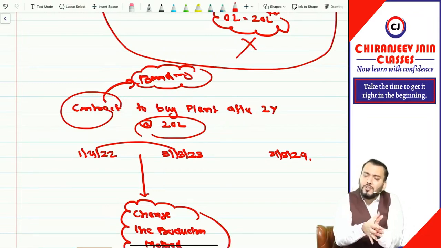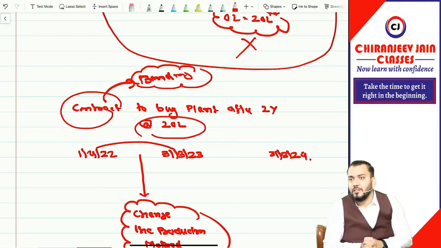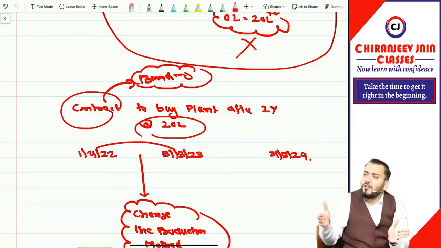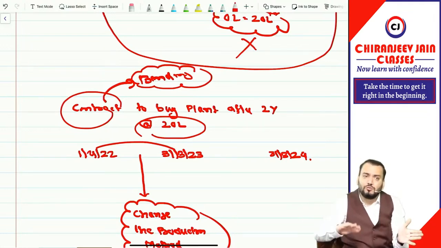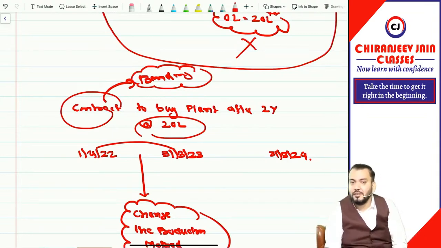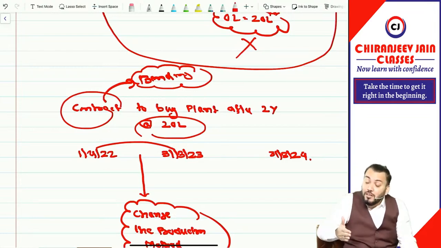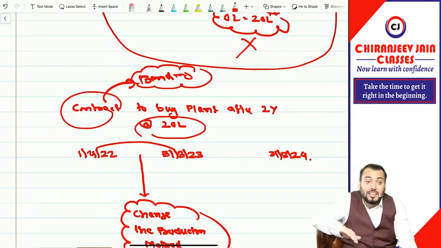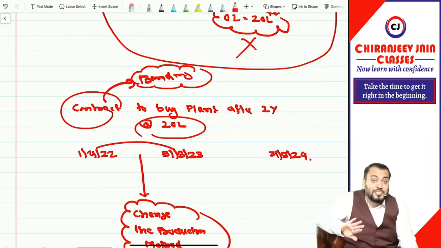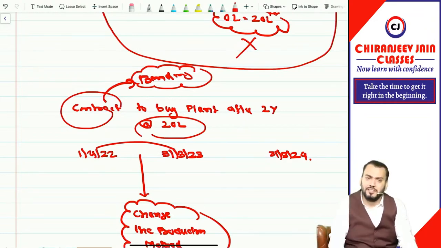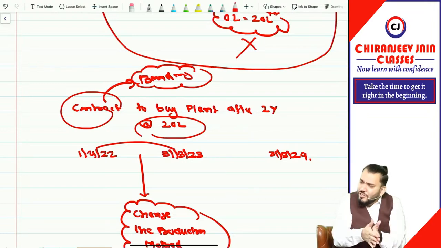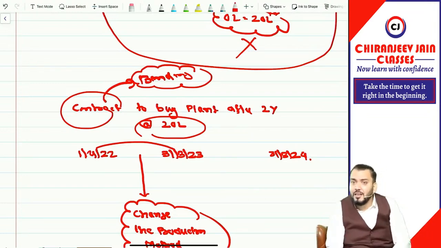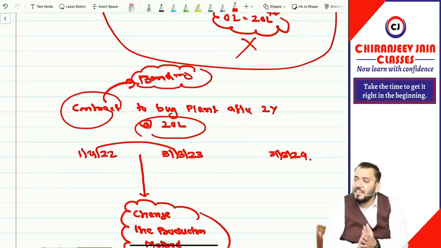Just try to understand. Normally contracts are always non-cancellable contracts. What is the meaning of non-cancellable contract? Non-cancellable contracts are those contracts which can be cancelled upon payment of penalty. Because any contract can be cancelled, but non-cancellable contracts are those which can be cancelled upon payment of penalty. So when I am saying contract, it is non-cancellable only. And if you want to cancel, you need to pay penalty.